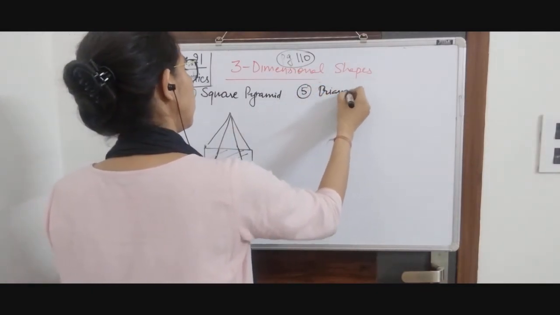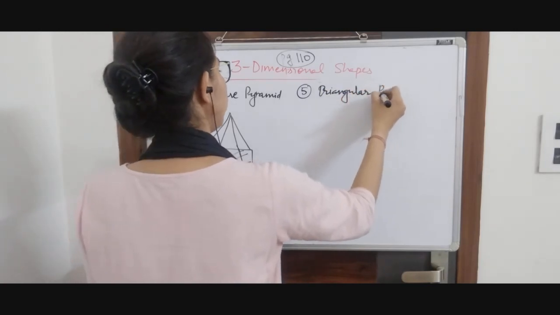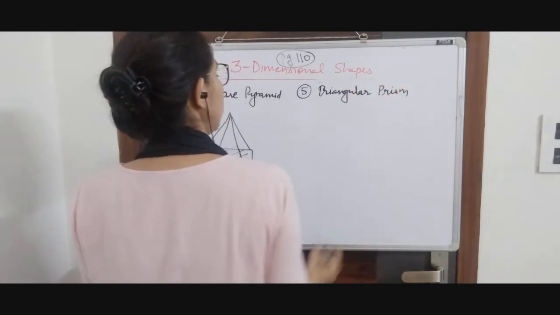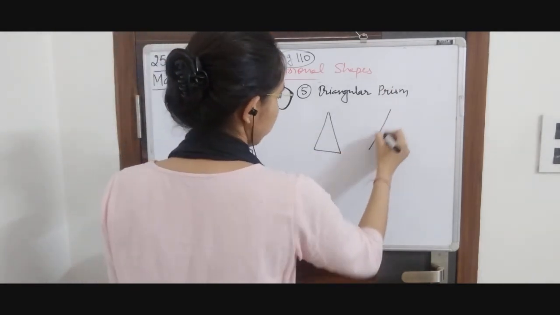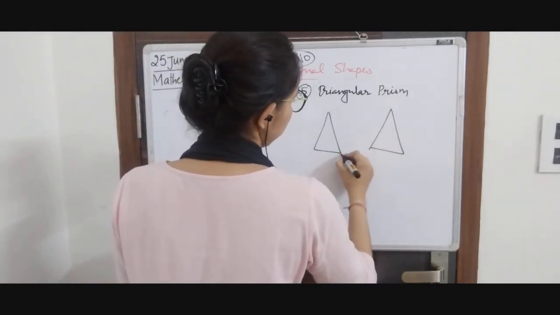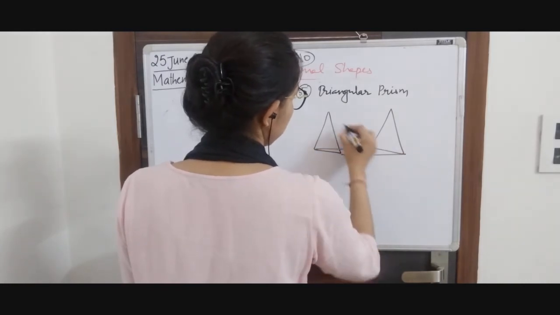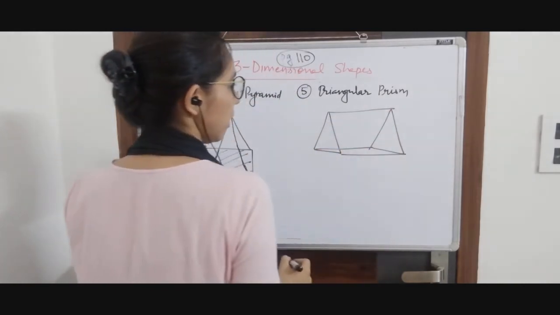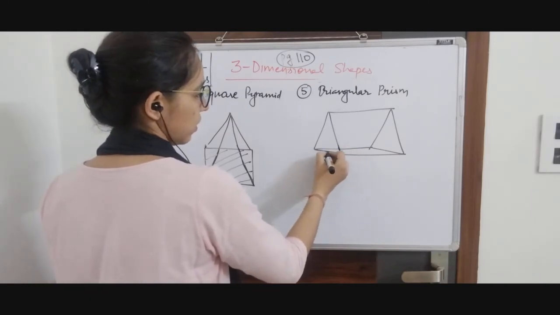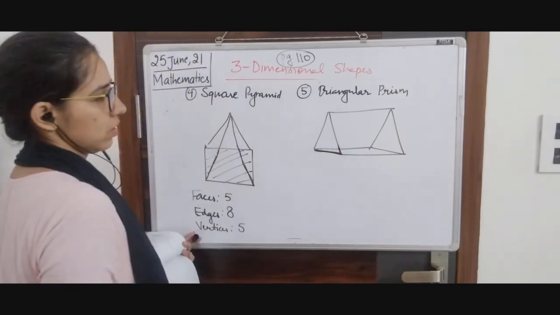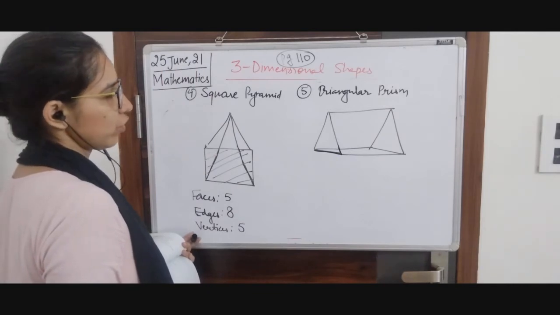Triangular prism. What does it look like? You will draw one triangle, you will draw another triangle, then you will connect them. It is your triangular prism. I hope. Okay, this is the triangular prism.